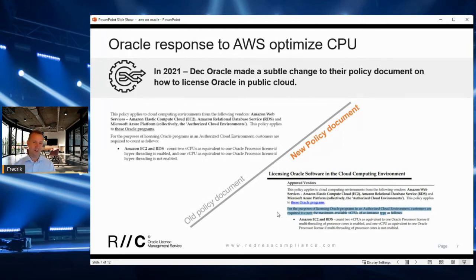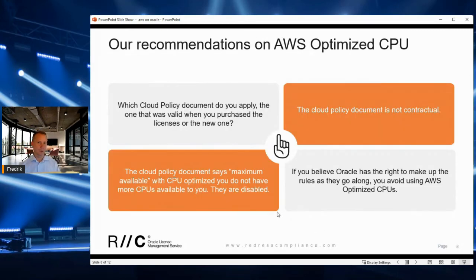So what Oracle is saying is that even though you have only allowed 8 vCPUs on this instance, you still need to license the full 32, because that is the instance type that Oracle claims they need to license. We are not saying that Oracle is right, but we are just making you aware that Oracle's view of how to license Oracle software in AWS will differ from what AWS is saying.